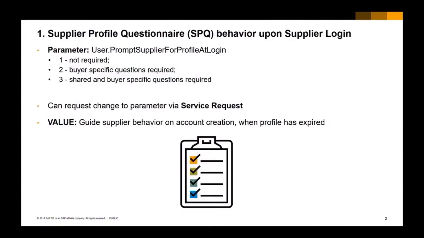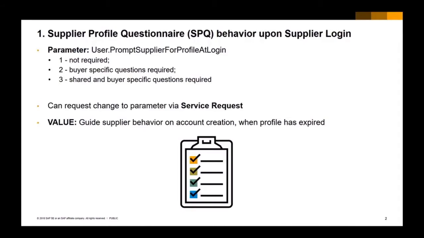It's really just a site level setting that is maintained by Ariba and can be updated via a service request. But there's a parameter at the site level that will determine how the supplier interacts and behaves with the supplier profile questionnaire upon creating their account or upon supplier profile questionnaire expiration. So as you can see here, we have a few options.